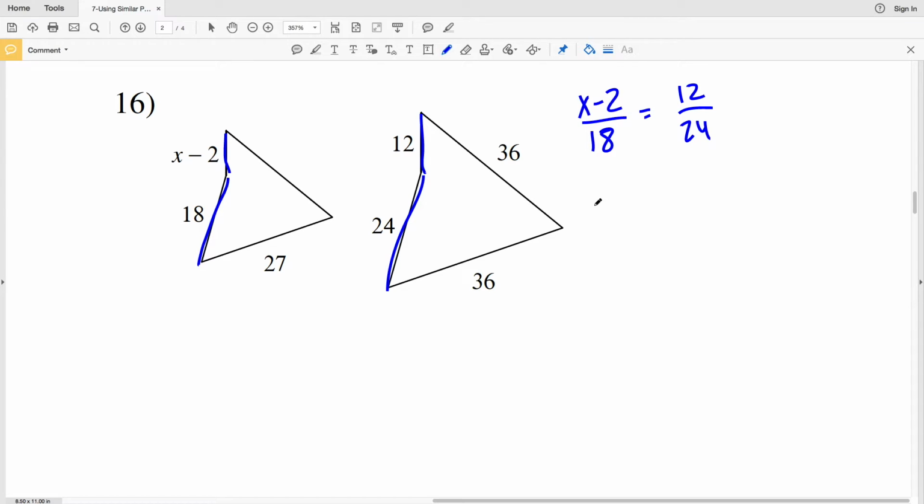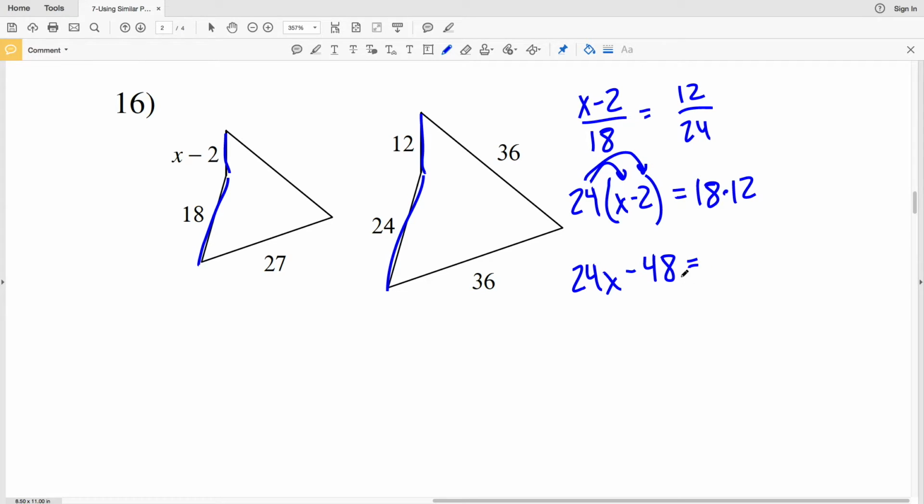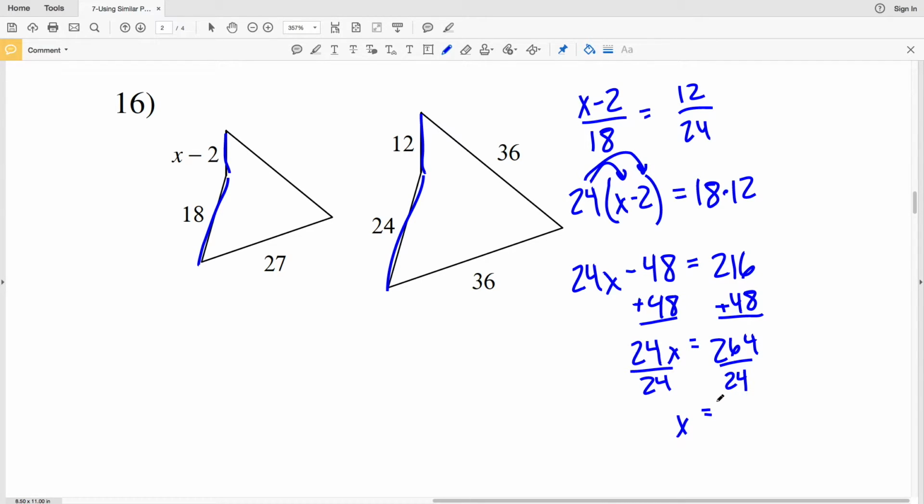And I'll cross multiply. So 24 will get multiplied to x minus 2, and that'll be equal to 18 times 12. Distributing my 24 to the x and to the 2, I'll get 24x minus 48 equals 18 times 12, which is 216. I'll add 48 to both sides, and when I do that, 24x will equal 264. And dividing by 24, I'll get that x is equal to 11. So 11 is my solution in number 16.